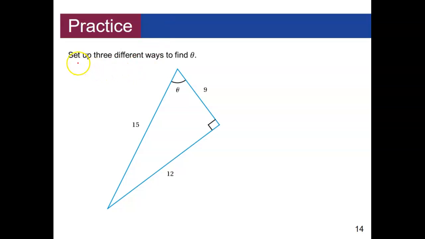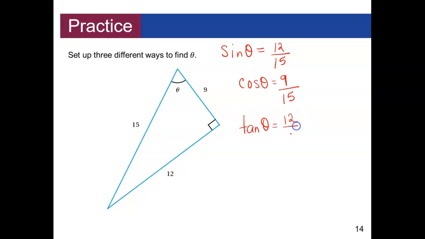Here I'm asking you to set up three different ways to find theta. I think there's a homework problem similar to this, so I just wanted to go over it. If you have all the sides, I could set this up using sine. So the sine of theta would be my opposite divided by my hypotenuse. If I wanted to set up cosine, then cosine is going to be adjacent, which is 9, over hypotenuse, which is 15. And tangent is opposite over adjacent.